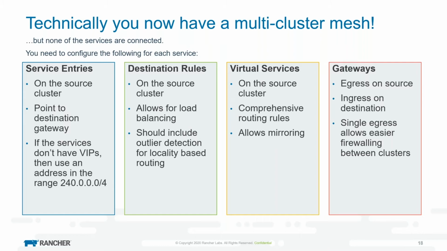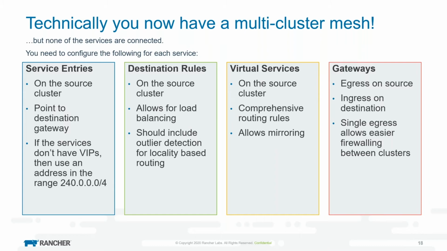First being service entries. Service entries are what's actually adding the external clusters as service entries in the source cluster. They have to have addresses associated with them. I would follow the instructions that Istio provides and put them in the class E range, 240.0.0.0 and above, just so you don't collide with any masks or anything like that.